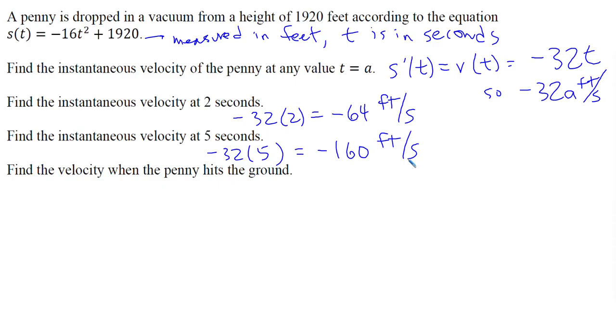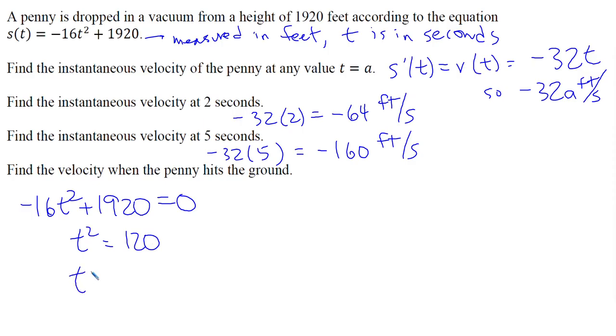And lastly, we want to find the velocity when the penny hits the ground. Well, the penny hits the ground when its position is equal to 0. So we'll set s of t, negative 16t squared plus 1,920, equal to 0. And solving that, if we subtract the 1920 and then divide by negative 16, 1,920 divided by 16 is 120. So we get t squared equals 120, or t equals plus or minus root 120.